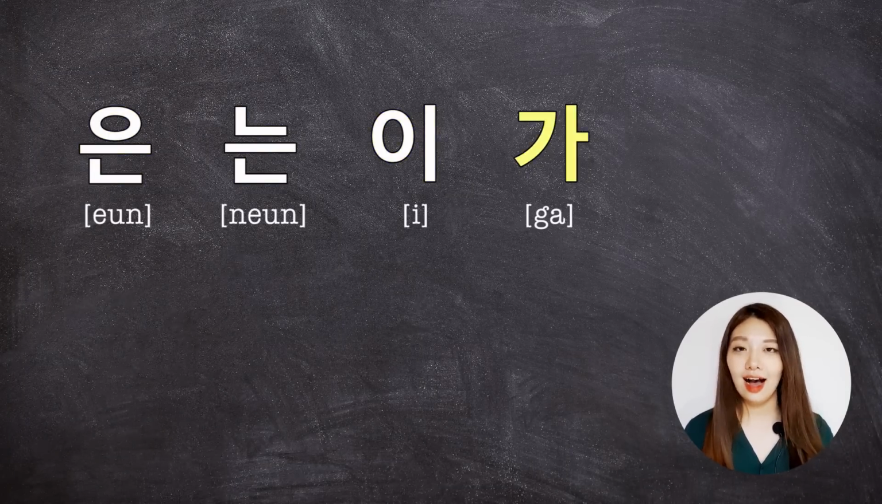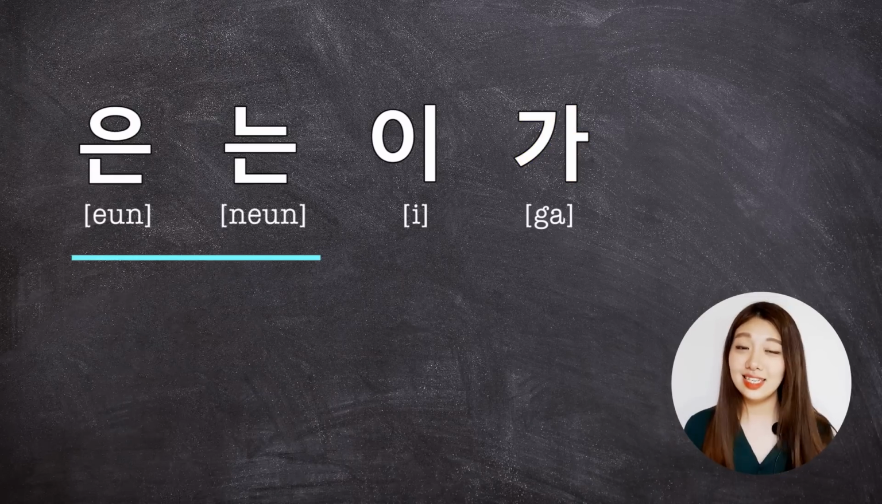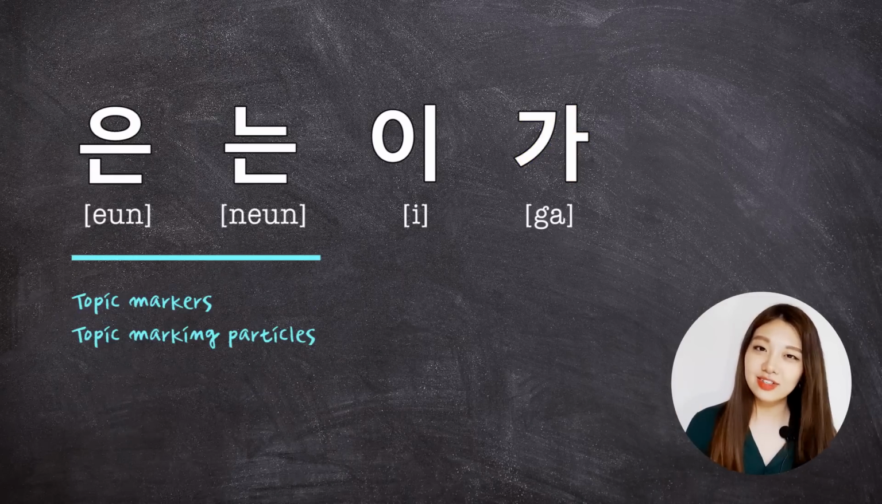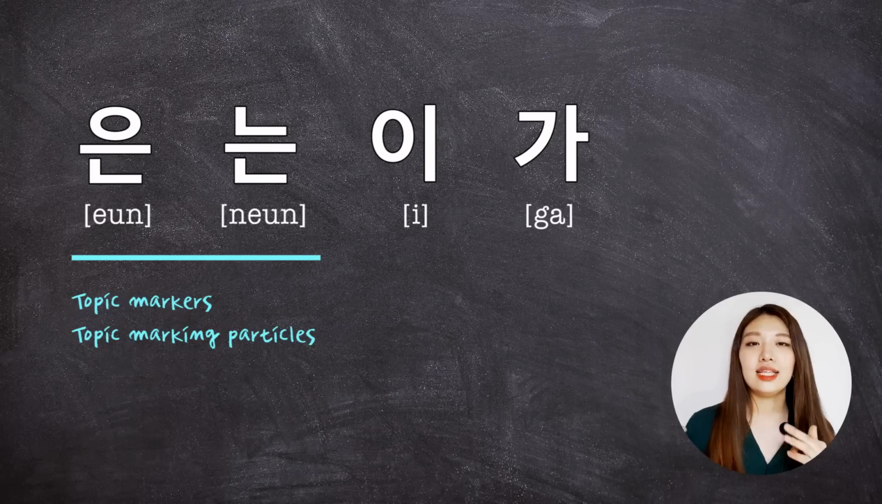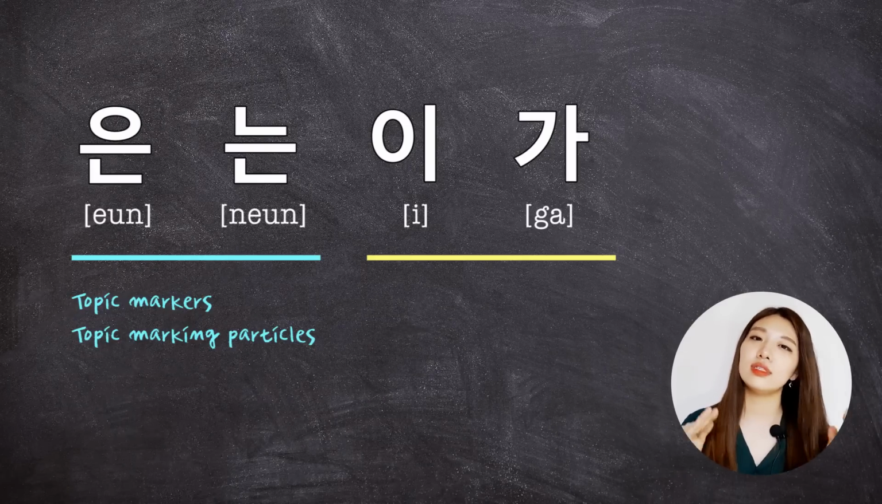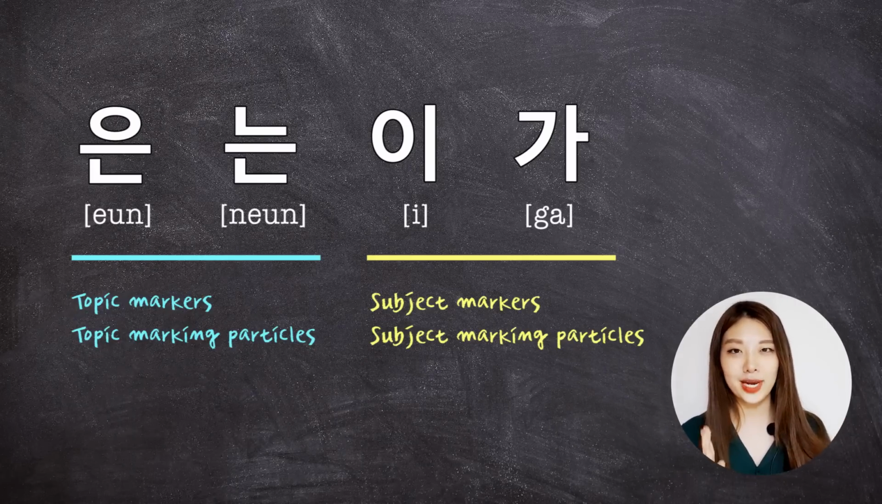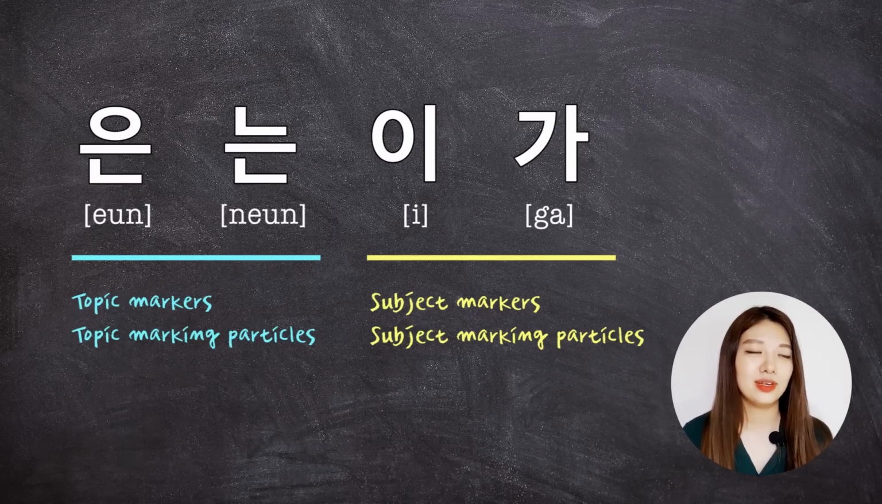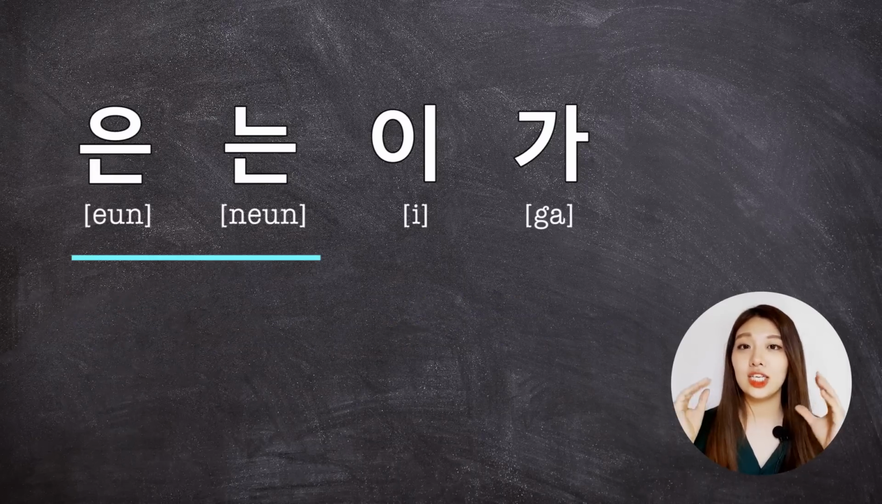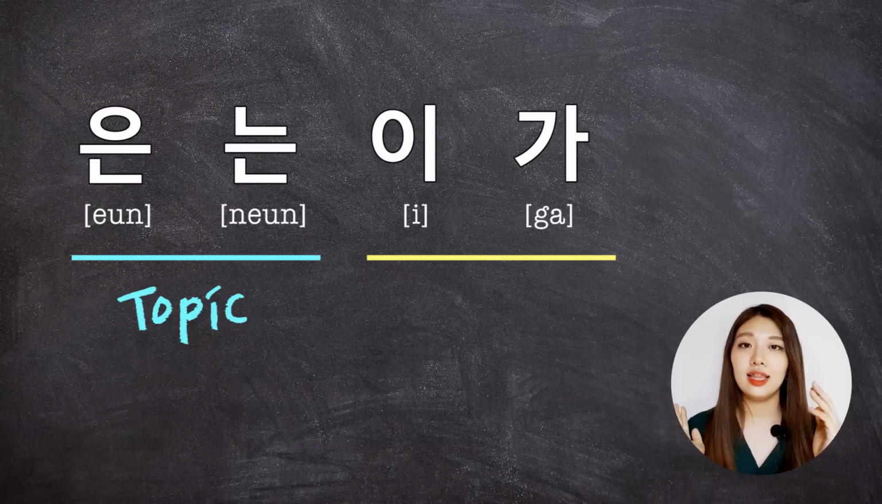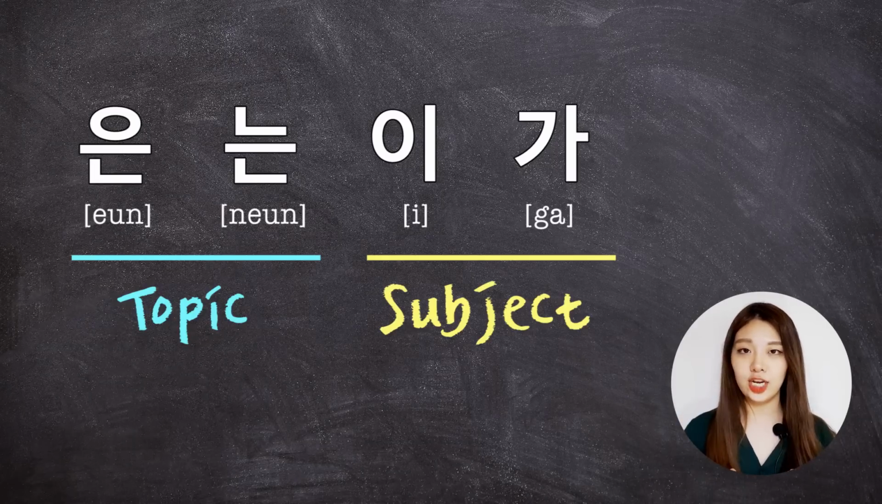은, 는, 이, 가. So 은 and 는 are what we call topic markers or topic marking particles, and 이 and 가 are what we call subject markers or subject marking particles. Well, it's hard to pronounce "subject marking particles." As you can imagine, you can guess the meaning from the names. 은 and 는 show us the topic of the sentence, and 이 and 가 indicate the subject of the sentence.